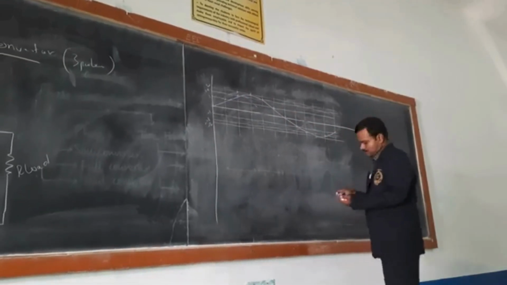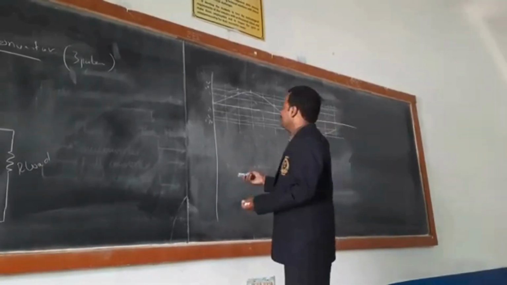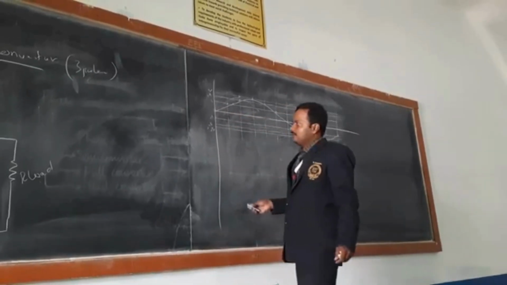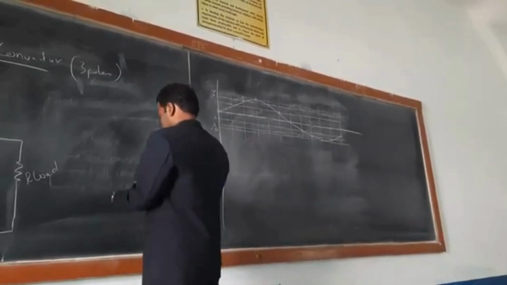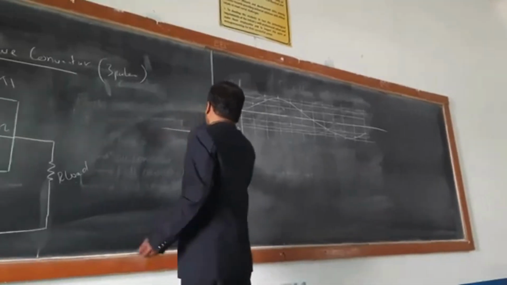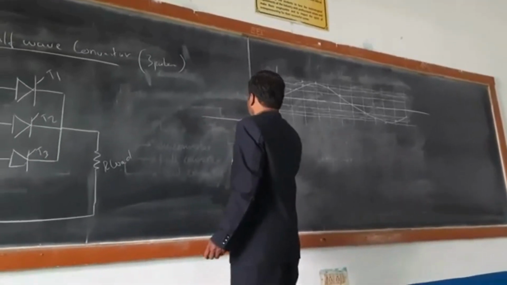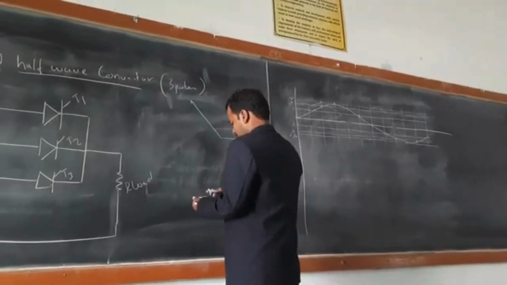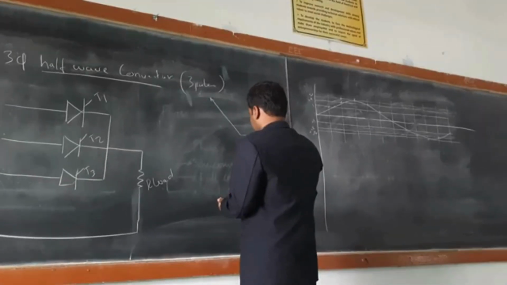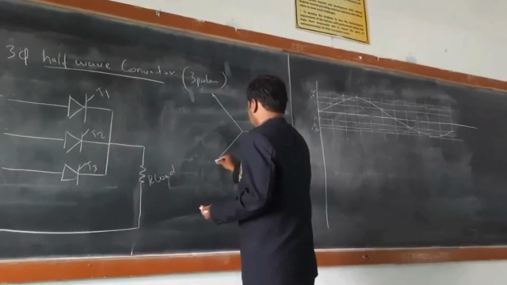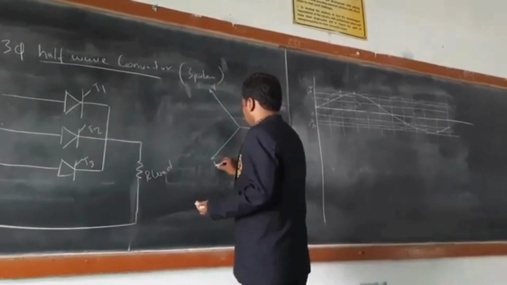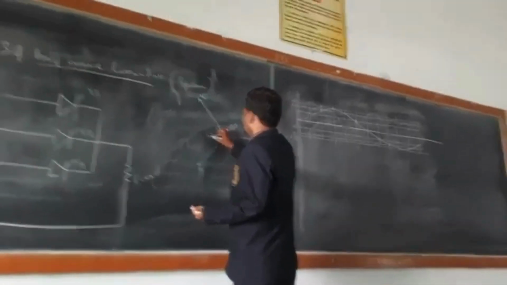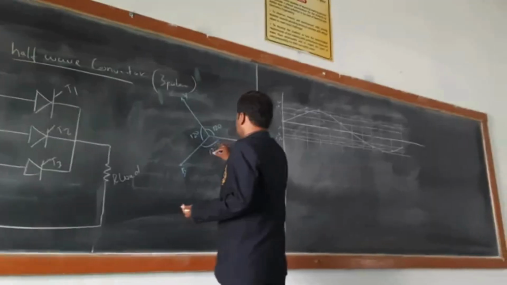This is our R phase, and the next one is Y: 0, 30, 60, 90 and 120. This is R and this is Y and this is B. The angle between each of them is 120 degrees.